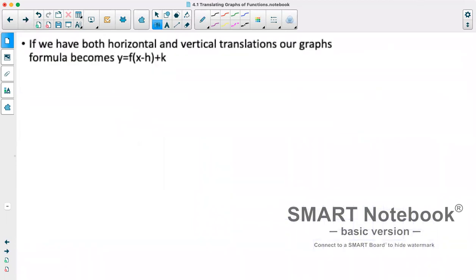If we have both horizontal and vertical translations, our graph's formula becomes y equals f of x minus h plus k. So there's our horizontal translation, and there's our vertical translation.